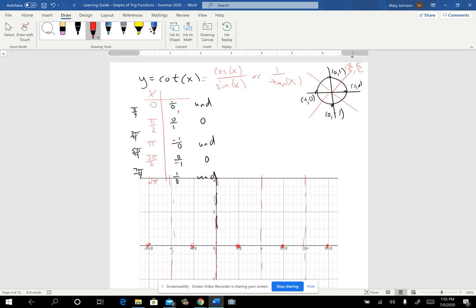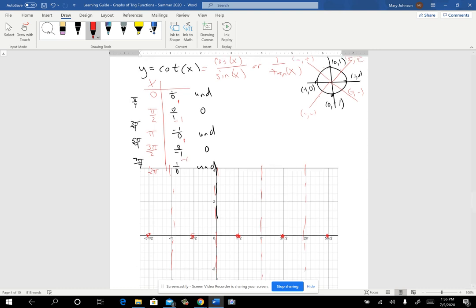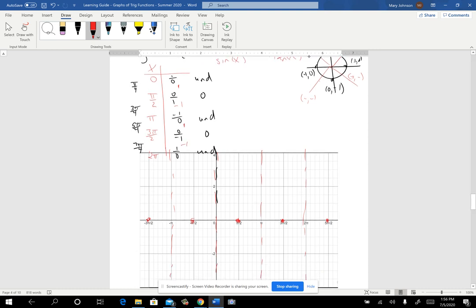3 pi over 4, that's going to be a negative x and a positive y, and so it's going to be -1. 5 pi over 4 here is going to be a negative, so that's going to be back to +1. And then 7 pi over 4 is positive, negative, and so that's going to be a -1. And so then we'll look at those. So pi over 4 is at 1. And then 3 pi over 4 is at -1. 5 pi over 4 is at 1. And then 7 pi over 4 is at -1.